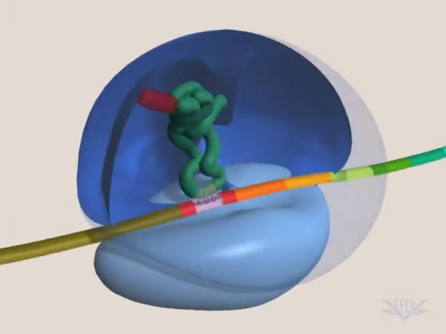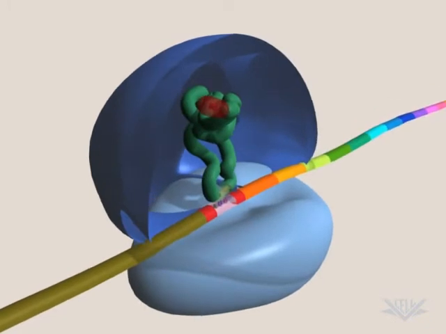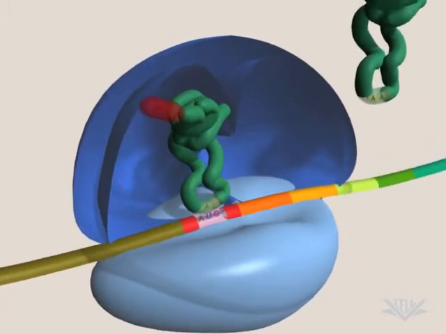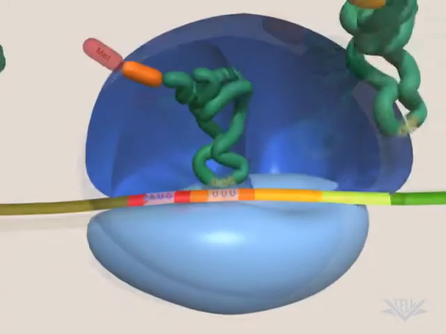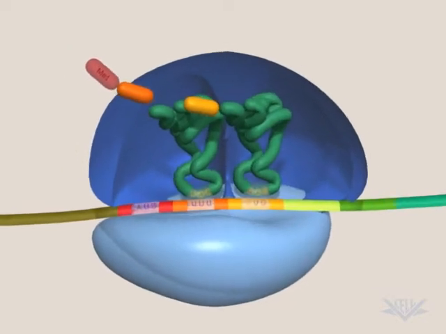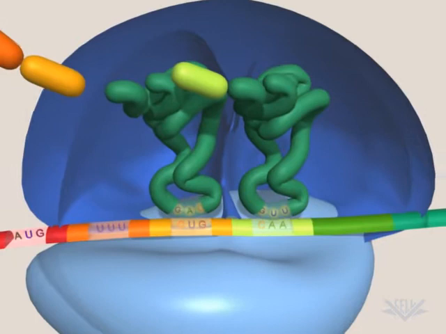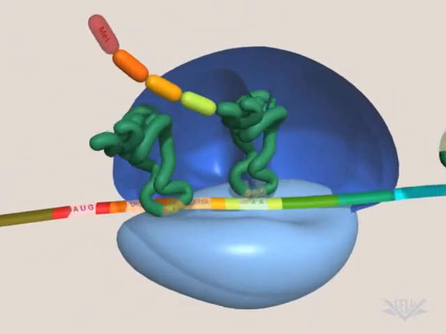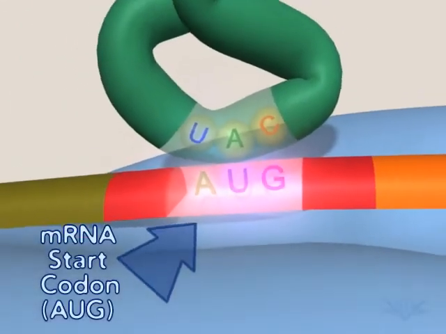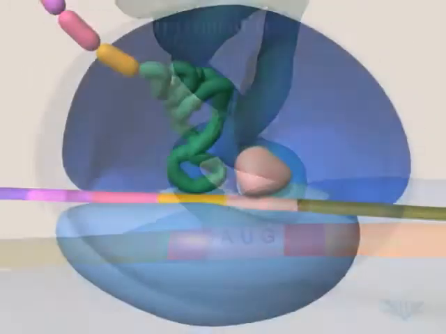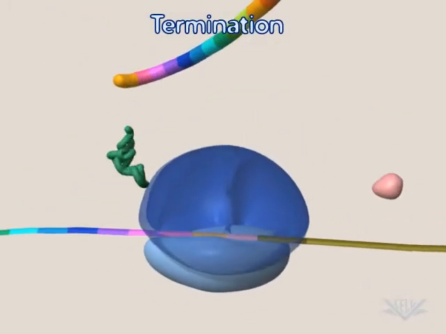As translation starts, a tRNA molecule binds to it and delivers the correct amino acid. As the protein grows, additional amino acids are brought into place by the correct tRNA molecules. The correct tRNA is determined by triplet codes found in the mRNA. Proteins are the product of translation.